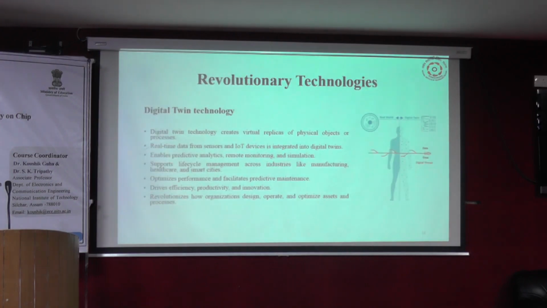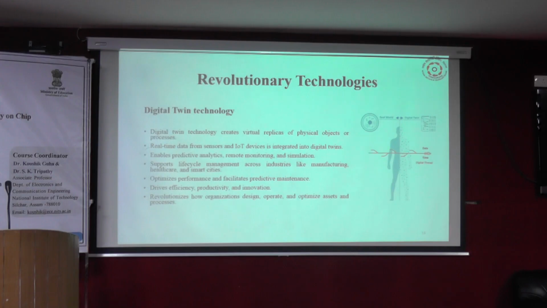Another revolutionary technology is, I think Boris has covered today, the digital twin. It is coming up, not actually gaining popularity till now, but it has a huge potential. The digital twin technology is also a great area for research. Those who are interested in research in AI or machine learning can take up digital twin technology in their future research, because it has huge potential.